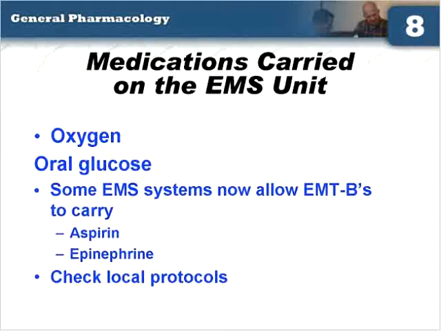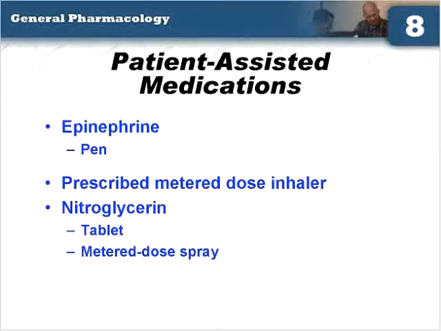Oxygen, of course, we all carry on the trucks. We carry it along with EMS. Oral glucose, we carry 2 tubes within our kits, guys, and they're 15 grams each. We only give 1 per our protocol, okay? Some EMS systems allow us to carry aspirin or epinephrine. Of course, we carry the EpiPen, and we carry the baby aspirin. Make sure you go through the protocols, okay?